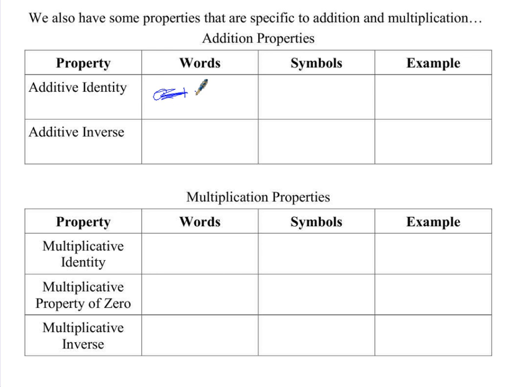Let me go in the correct column. I want to add something to it so that I wind up with exactly what I started with. What would that have to be? 0. The additive identity is 0. If I add 0 to anything, I get exactly what I started with.